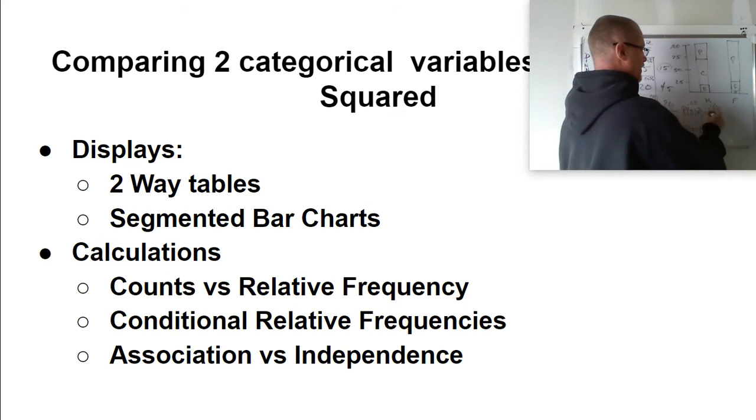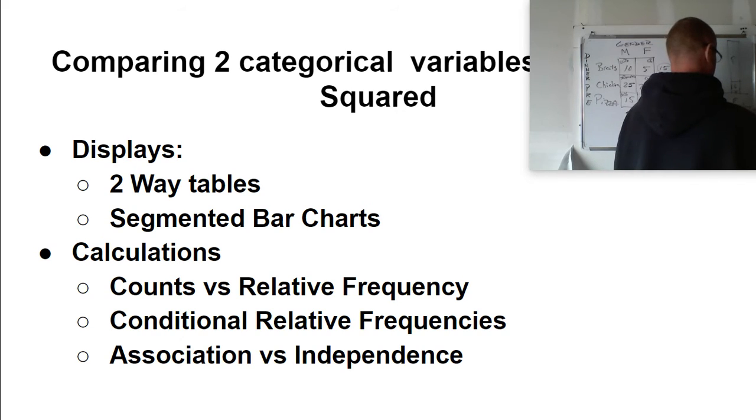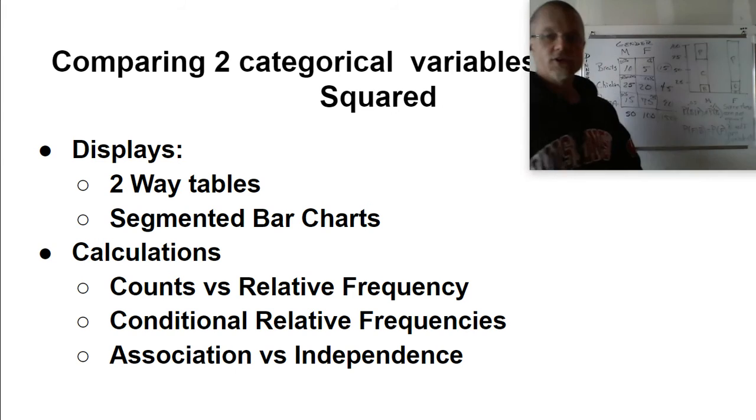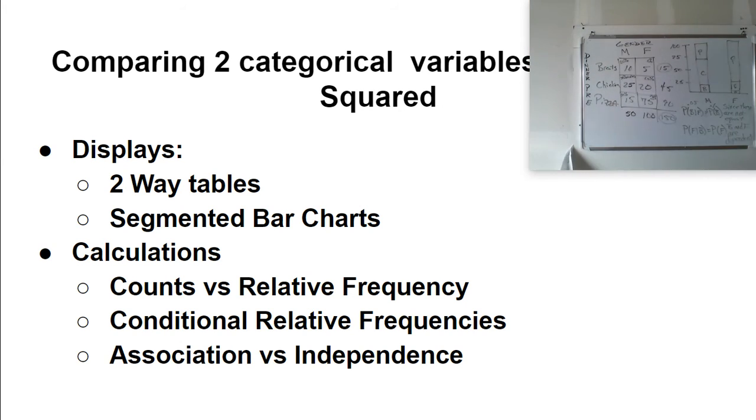So right here, these are not equal. So since these are not equal, B and F are dependent. So that's the quick way to do that. Okay, B and F are dependent. All right, so let's see.